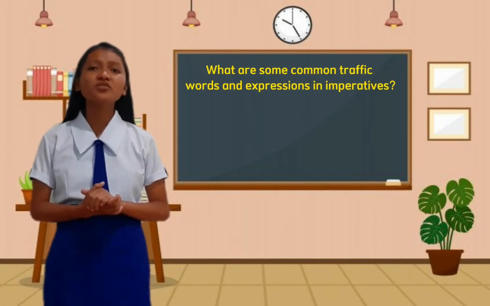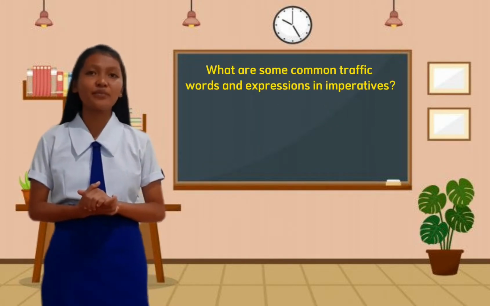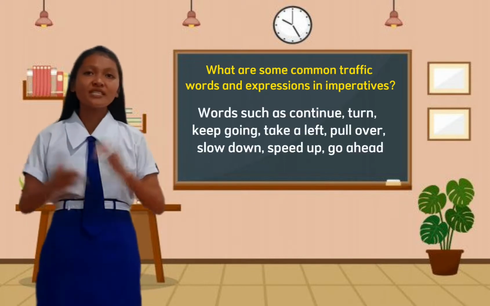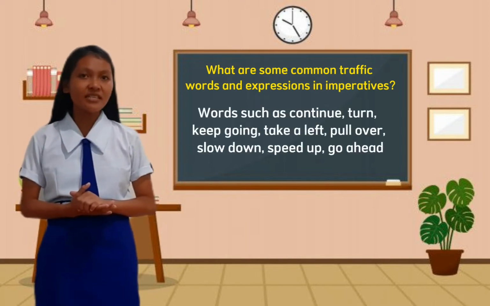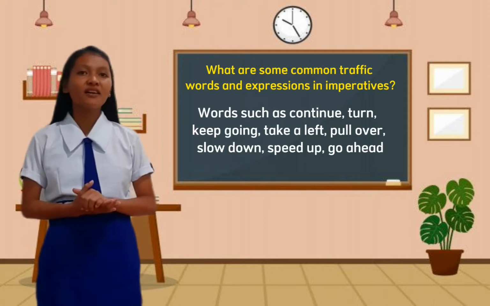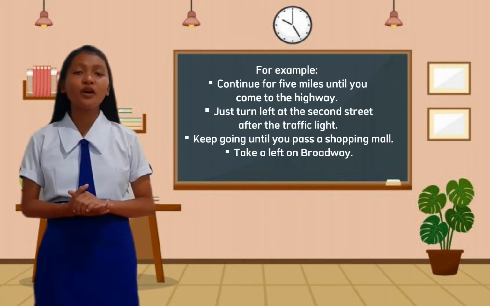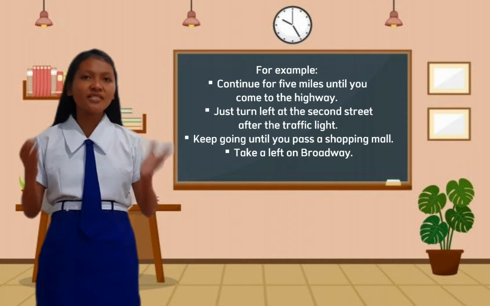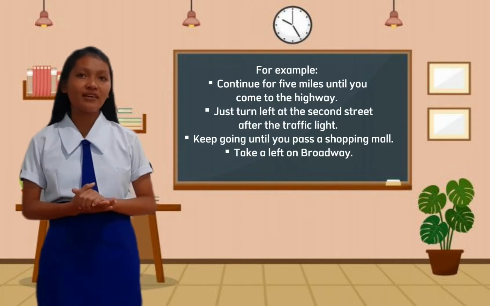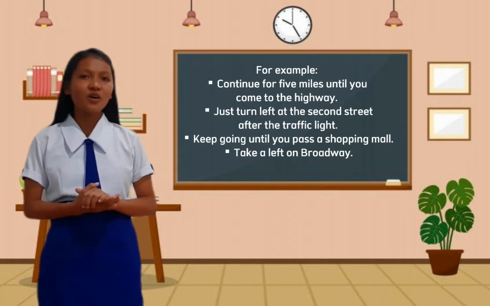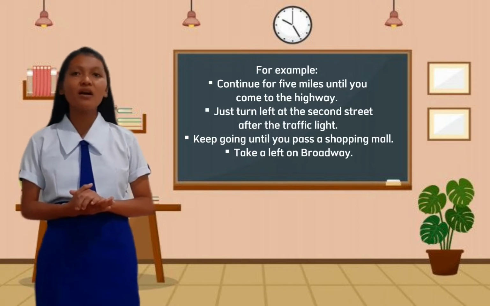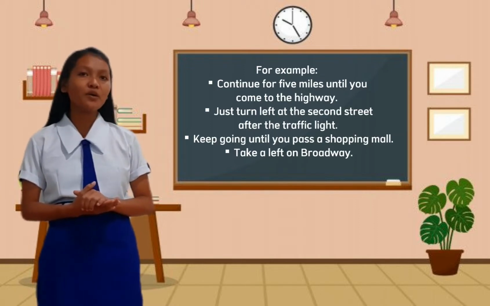Last question. What are some common traffic words and expressions in imperatives? Words such as continue, turn, keep going, take a left, pull over, slow down, speed up, and go ahead. For example, continue five miles until you come to the highway. Just turn left at the second street after the traffic light. Keep going until you pass a shopping mall. Take a left on Broadway.